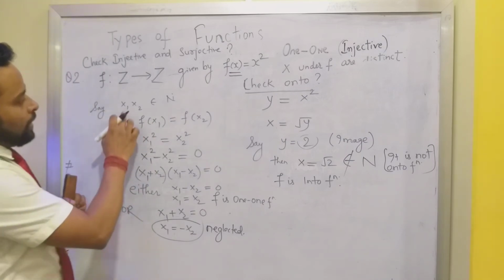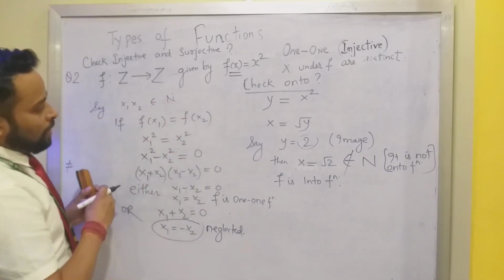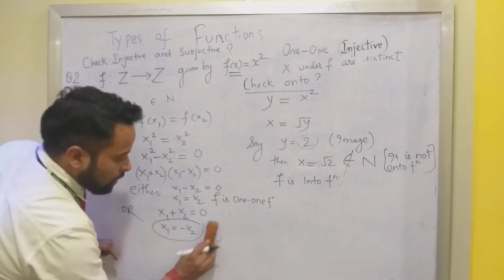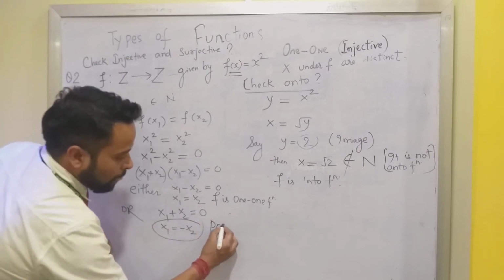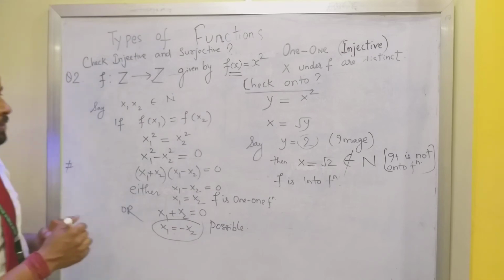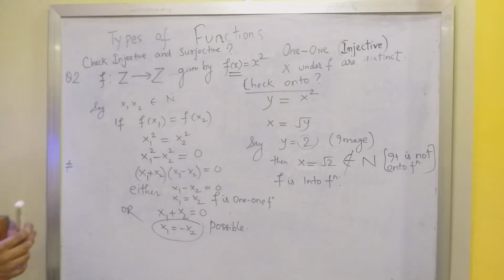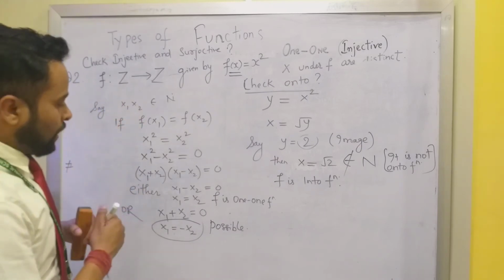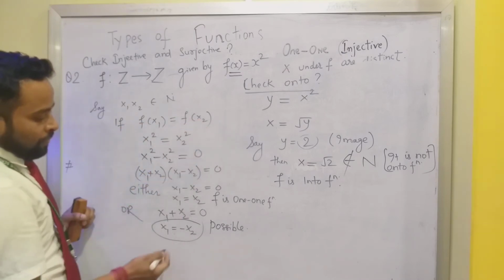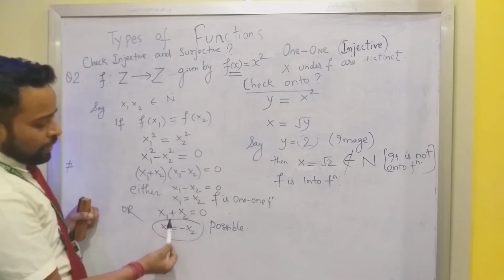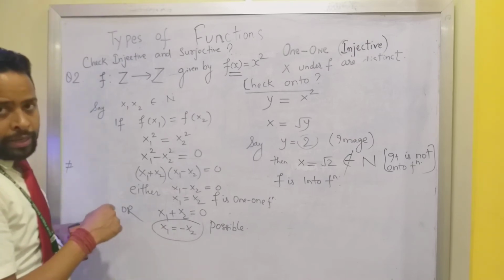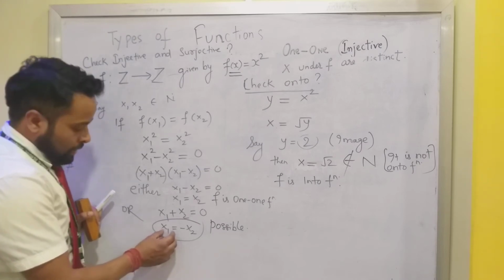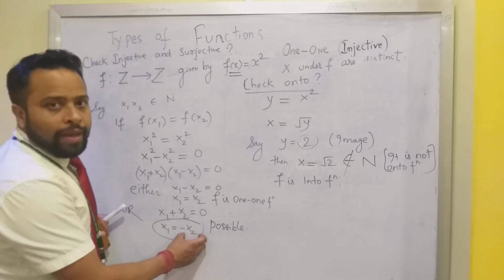Then obviously x1, x2 belong to Z, f of x1 equals f of x2. This is all the same. Now the second case is also possible. Then I have a problem. The problem is -1 and 1. I'm saying that x1 equals x2 or x1 equals minus x2. Two things cannot be possible at a time. So any integer x1 can be equal to its negative value x2.